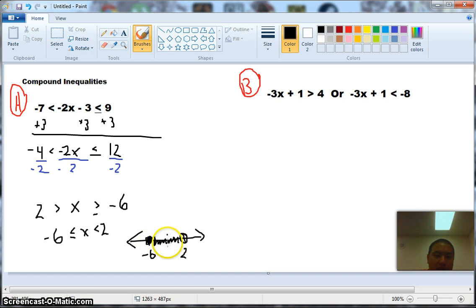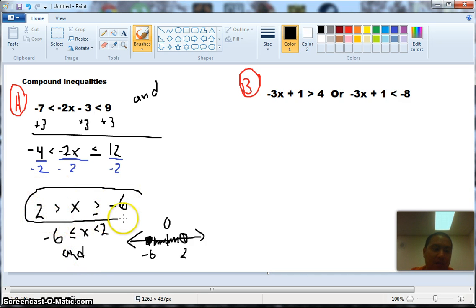For example, if I check 0, is 0 less than 2? Yes. Is 0 greater than or equal to -6? Yes. In other words, you read it: is -6 less than or equal to 0? Yes. Is 0 less than 2? Yes. So that's how you would end up getting this one. And this started off as an and, and it finished as an and. Though it sort of looked like it changed to an or statement here, it didn't.